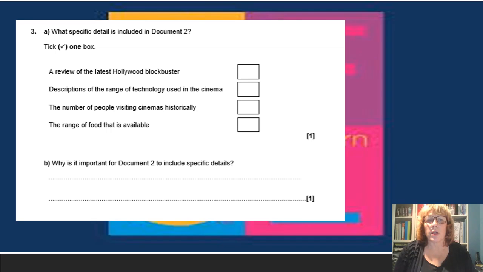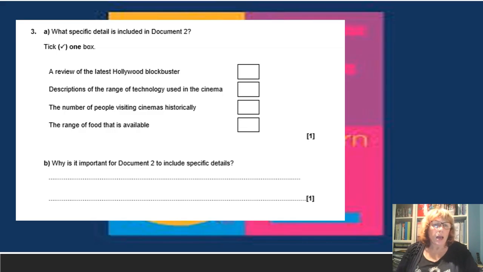So question 3, it was a little bit easier for you because it's what we call a closed question. It means that there are 4 answers, and actually you could have a 25% chance of getting that right for that point. And the answer is that the specific detail you're looking for is the number of people visiting cinemas historically.